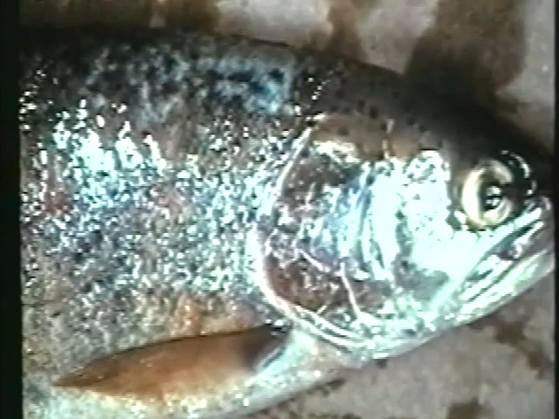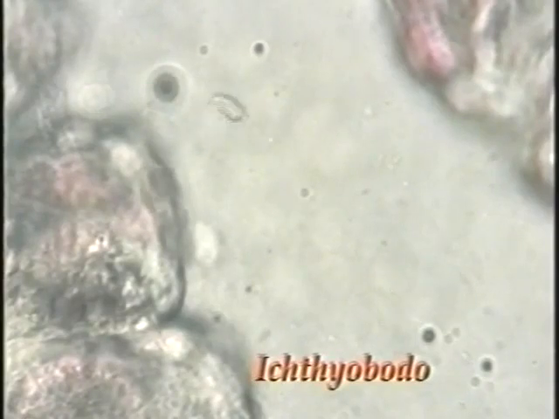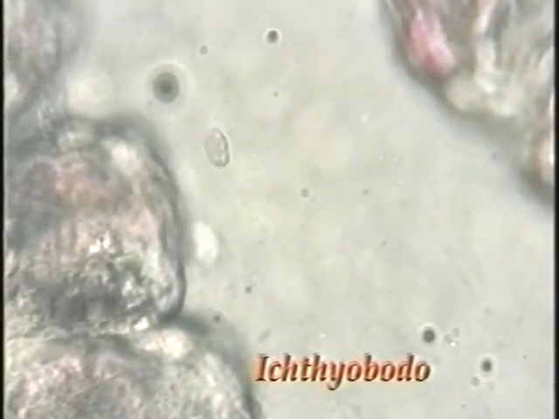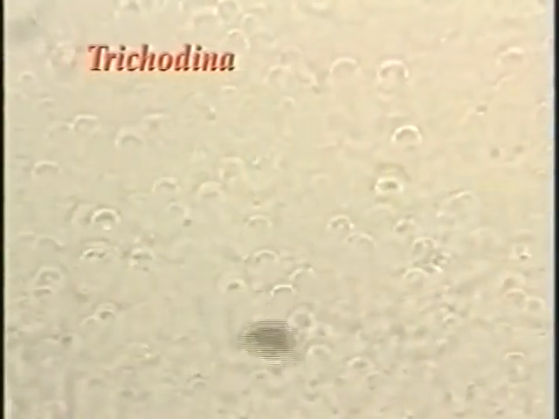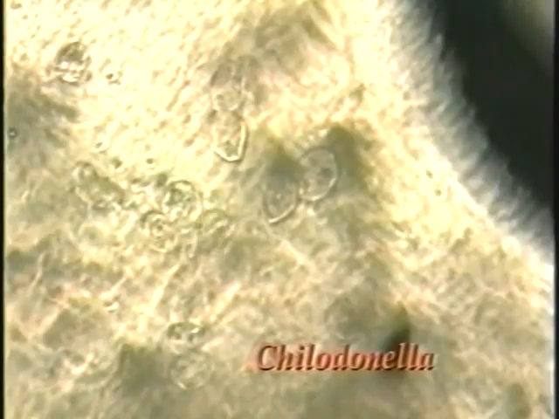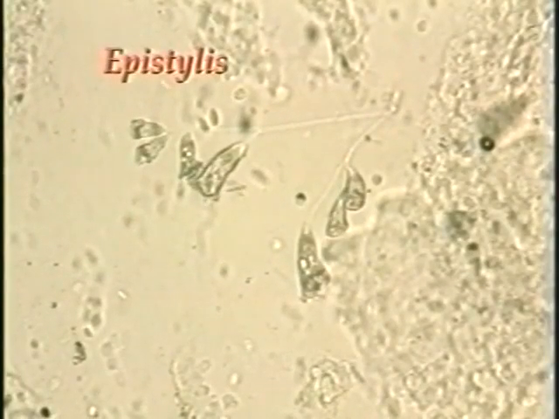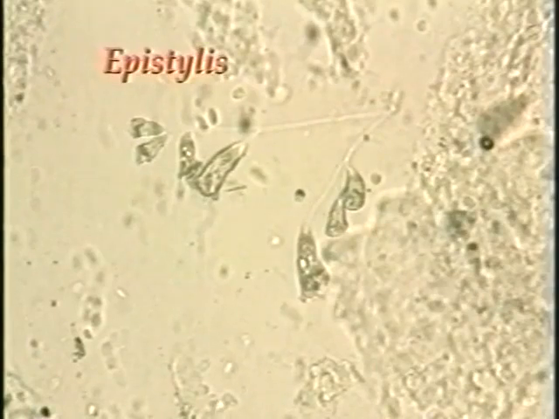There are a variety of parasites that can be found on the skin surface, and many of these only cause problems when present in large numbers. Some protozoa, like Ichthyobodo, Trichodina, and Chilodonella are motile, while others like Trichophrya and Epistylis attach to the fish directly or by a stalk.